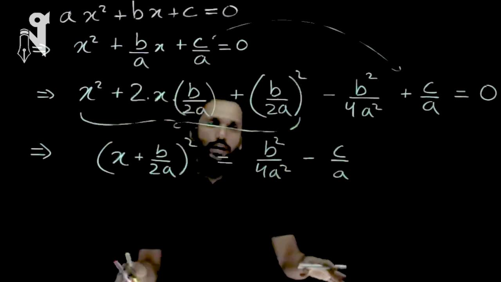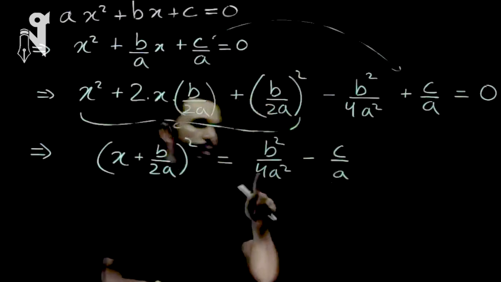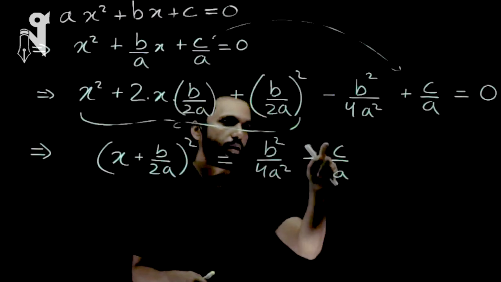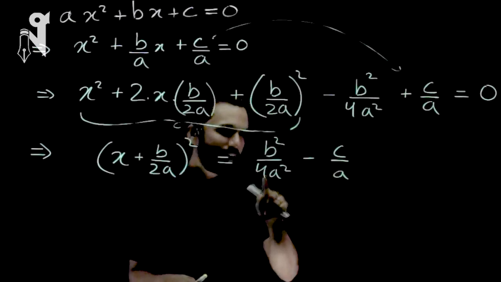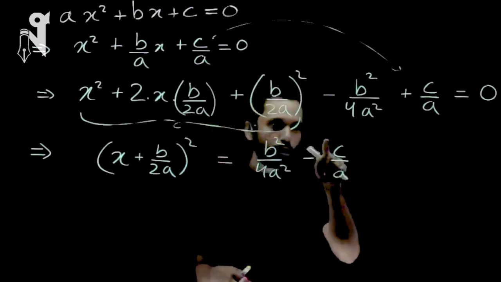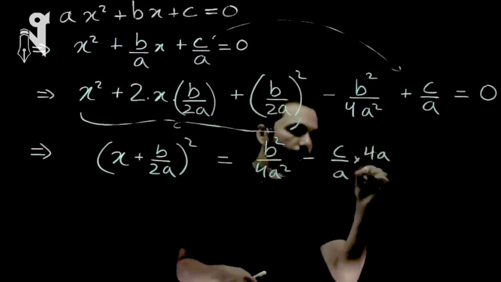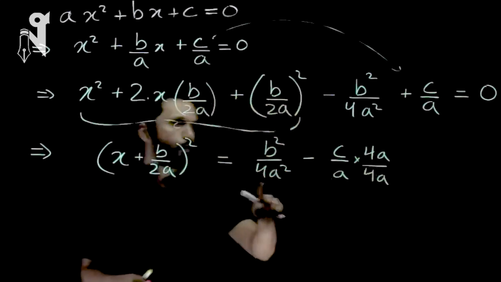Since I don't have much space on the board, I'll just take the LCM on the other side also. It's a 4a square in the denominator with the b square. It's a with c. So what do I multiply on top and bottom to make it 4a square? Here also I'll multiply with 4a at the bottom as well as on the top. So if I multiply with 4a on the top and 4a on the bottom, then the LCM becomes 4a square.